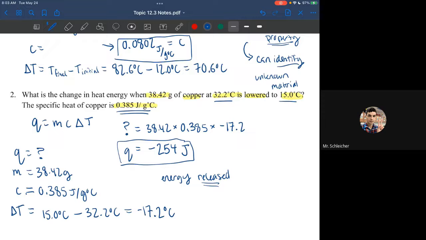So that means that this process was endothermic or exothermic? Exothermic for sure. So energy released, it was exothermic. And that makes sense because we took this copper and we tried to cool it down. The only way you could cool down copper is by taking heat away from it. So heat is being released from the copper to cool it down. Questions so far?